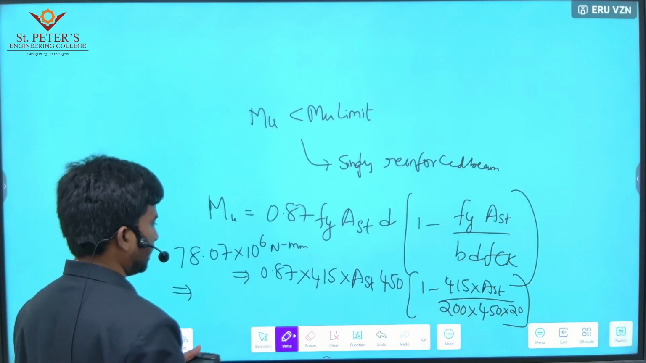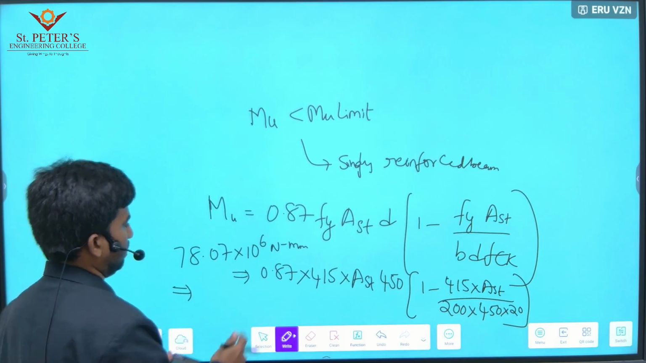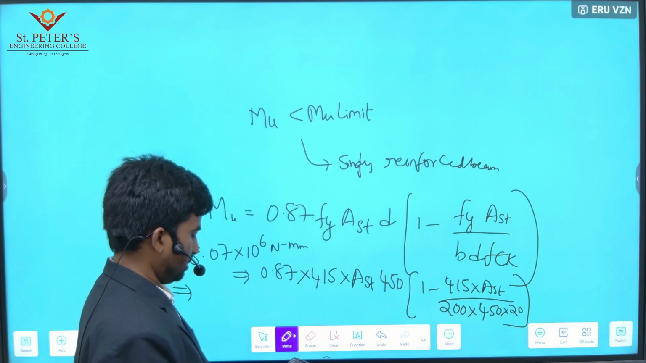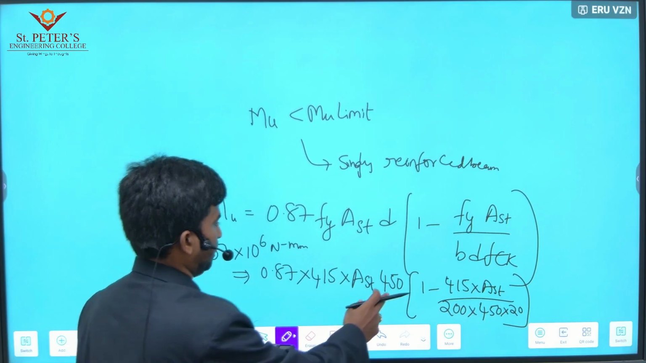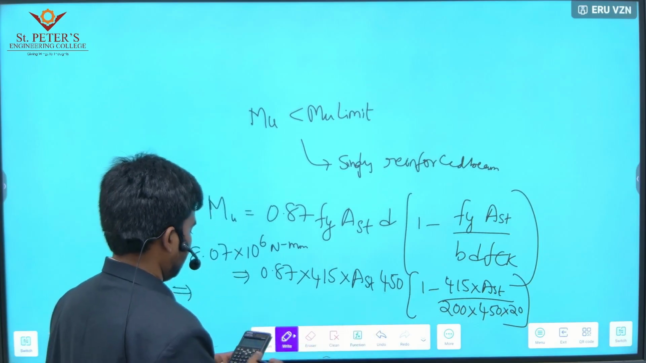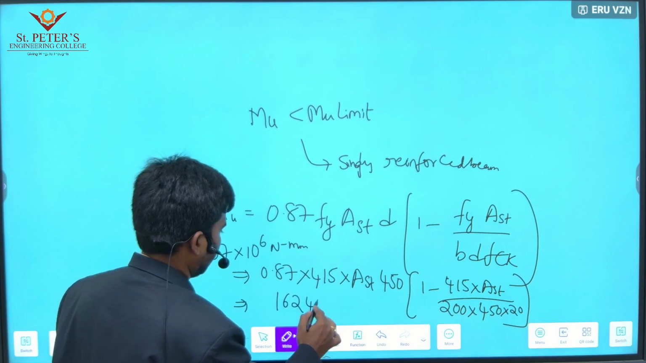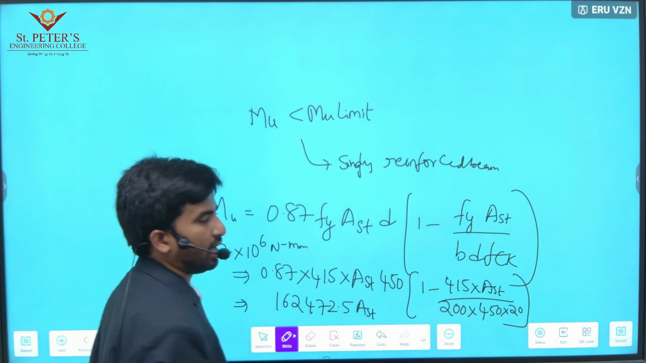So after calculating that 78.07 with 0.87, 415 with 450, we got the value here: 162472.5 AST, area of steel.